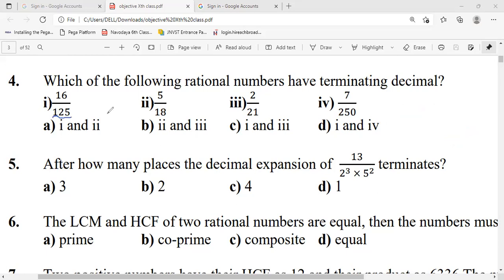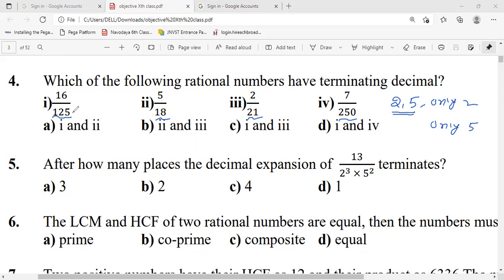So here there is no need to divide every number by its denominator. We have a shortcut. What is the shortcut? If the denominator contains only the factors 2, only 5, or a combination of 2 and 5, and no other number is present in the denominator, then only those numbers will be terminating decimals.